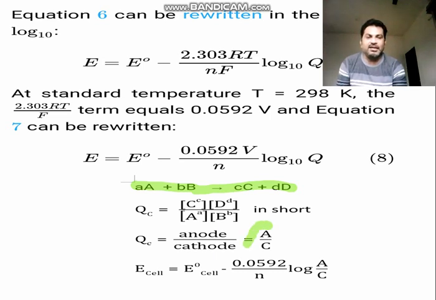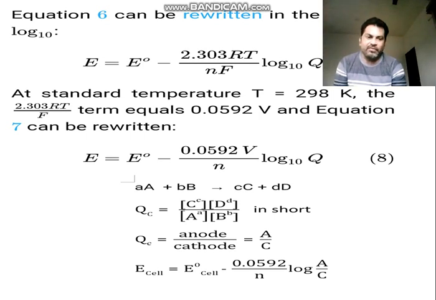So that's why here the value of anode and cathode. So E cell is equal to E degree cell minus 0.0592 upon n log anode by cathode. This is our idea. So this derivation we do not have to do. So that's why you don't bother.